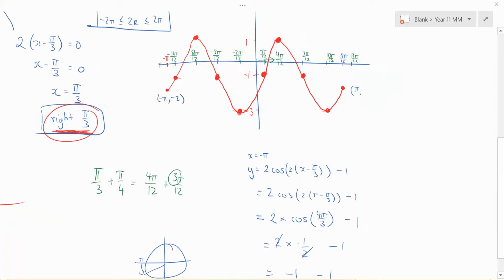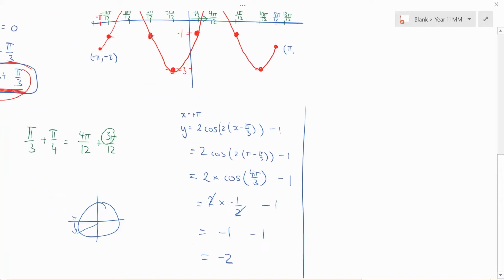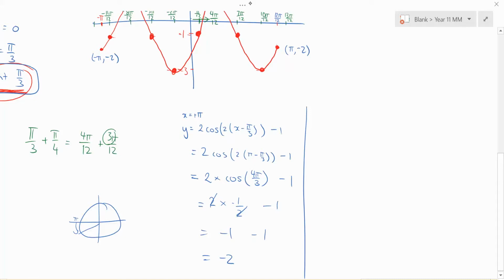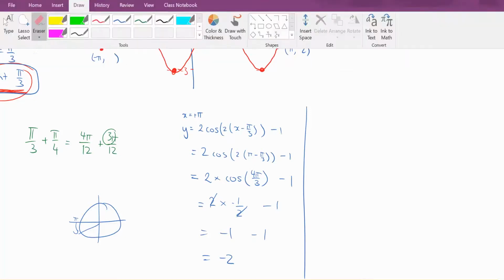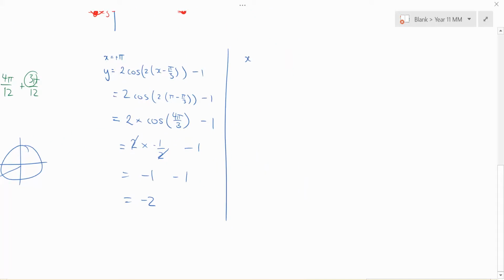Now I also know that the other endpoint has to be negative 2 as well, but let's say I didn't know. Oh, I just realized I subbed in pi, so let's do, whoops, this was negative 2 here, and let's sub in negative pi. I made a mistake. So let's see what happens when it is negative pi. So at x equals negative pi, same drill. Y equals 2 times cos of 2 times negative pi minus pi on 3, minus 1.